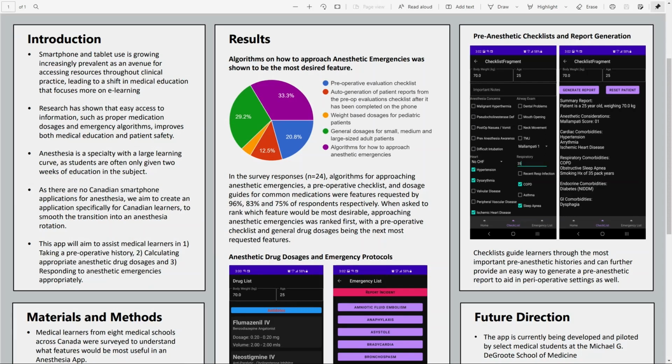So, anesthesia often has a steep learning curve, especially as medical learners are expected to understand the fundamentals of the discipline in just under 2 weeks. At the same time, smartphone and tablet use is growing increasingly prevalent as both an avenue for education as well as in clinical practice. So we thought that an anesthesia app would be a good way to reach medical students and help educate them during their anesthesia rotations.